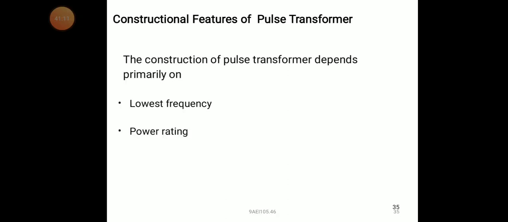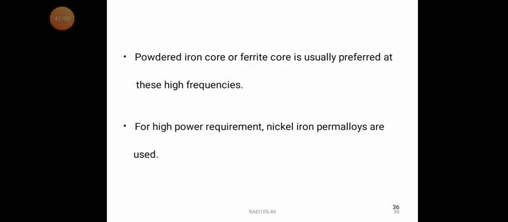The pulse transformer features are: the construction of pulse transformers depends primarily on the lowest frequency. What is the lowest frequency? And the power rating of the transformer. These two factors determine the choice of the core. If we have the lowest frequency and power rating, we can decide which type of core we need to use.